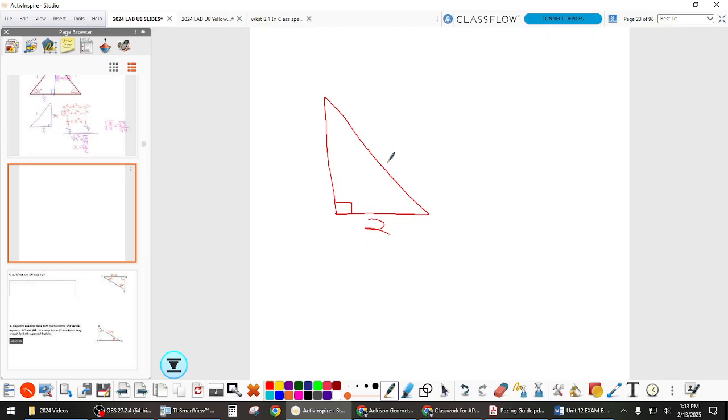Okay, what's that one? 4, right? So I gave you the short this time, so that becomes times 2. And then what's this one? 2 root 3. Okay? Alright, let's try another one.